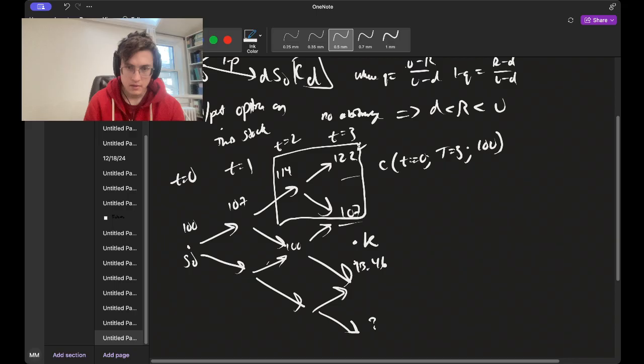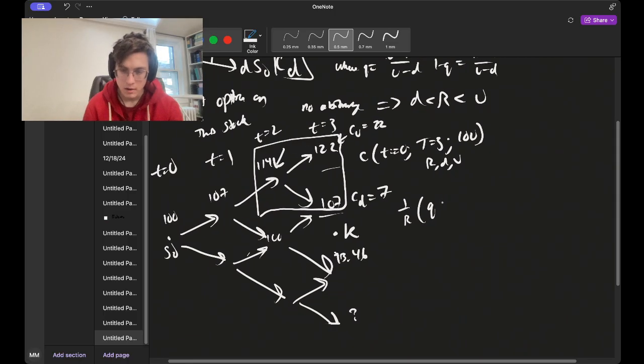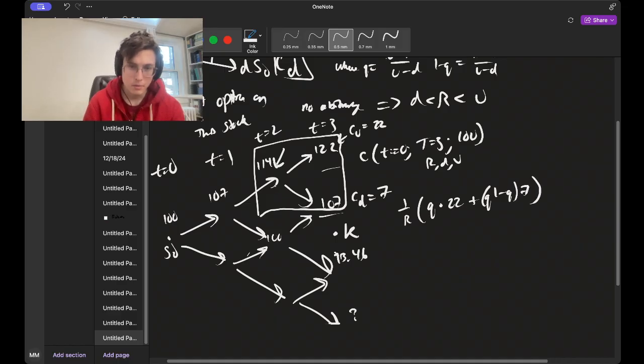So what is the payout in this case? Well, in this case, CU equals 122 minus 100, so this will be 22. The payout in this case, CD, is equal to 7. So according to the formula, the price of an option, assuming we're here, the price of an option expiring next period is equal to 1 over R multiplied by Q. And notice because R, D, and U are all the same across all these different time periods, all the Q's are always the same. So here it's 1 over R multiplied by Q times 22 plus 1 minus Q times 7. Okay, that's the price of this here.